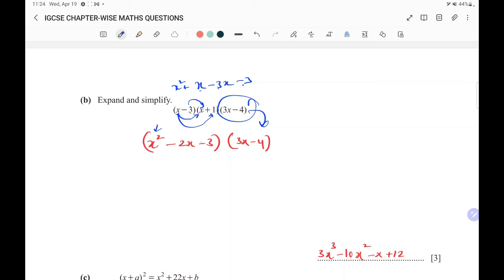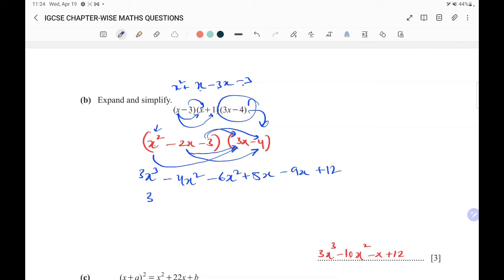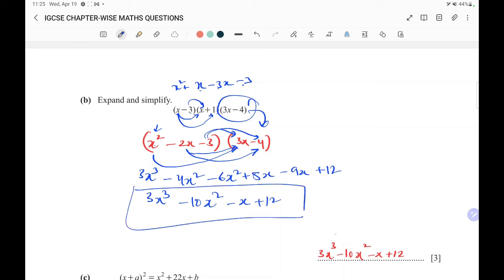Now we have to multiply this again. So this x square will multiply with 3x, so this is 3x cubed. Now x squared times minus 4, which is minus 4x square, minus 2x times 3x, which is minus 6x square, minus 2x times 4, which is 8x, and minus 3 times 3x, which is minus 9x, minus 3 times minus 4, that is plus 12. Now this is 3x cubed minus 4x square minus 6x square, minus 10x square, and 8x minus 9x, which is minus x, and this is plus 12, right? So here this is 3x cubed minus 10x square minus x plus 12.